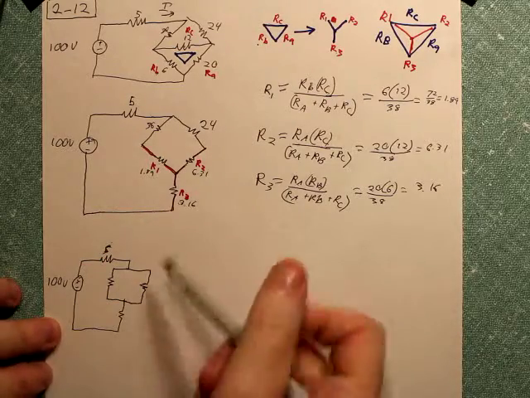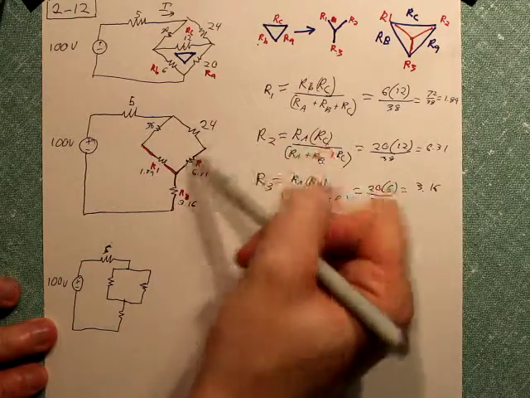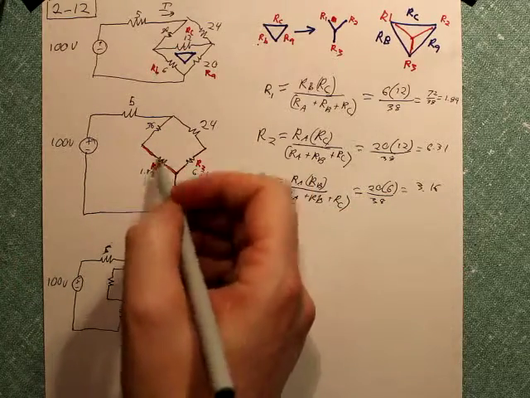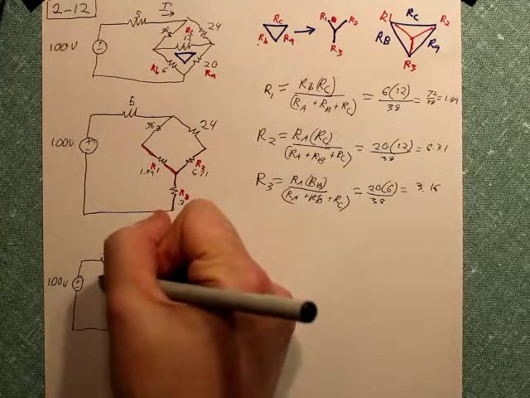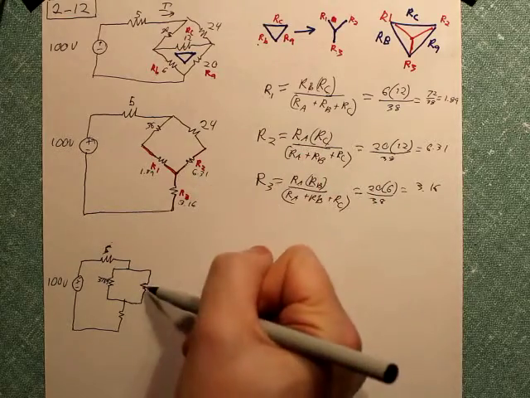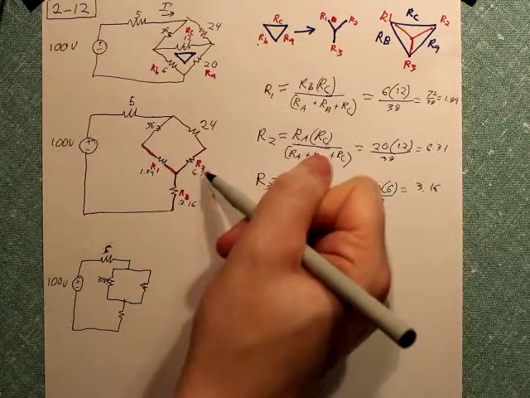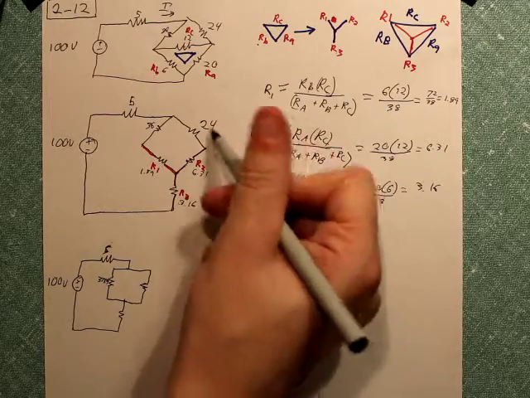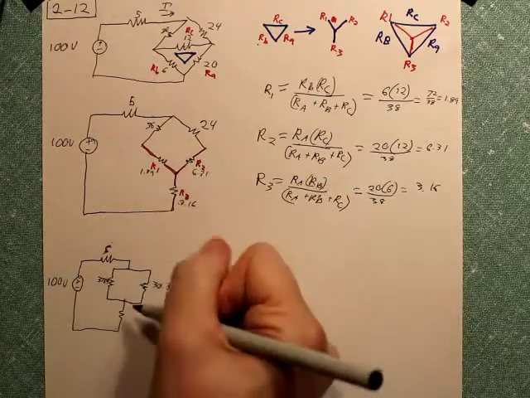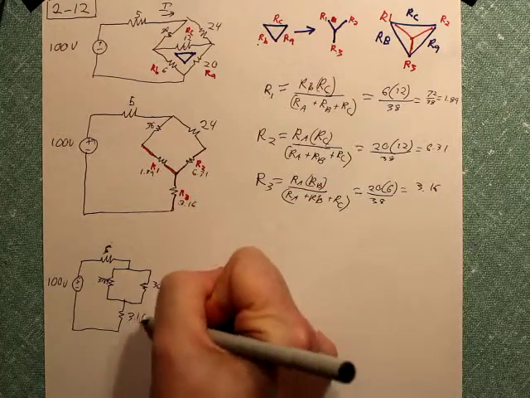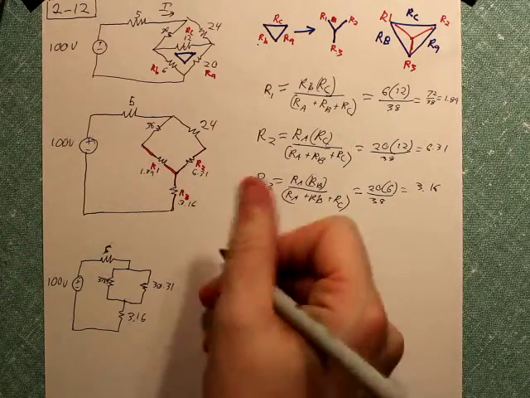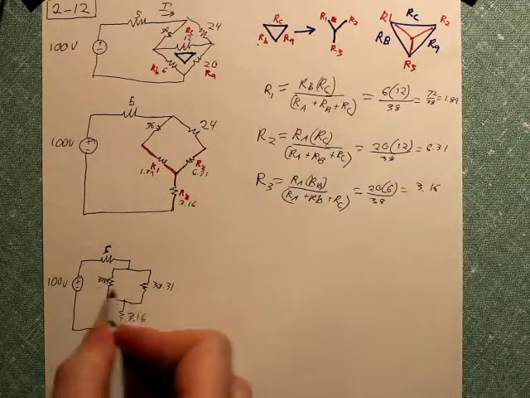So now I've made the circuit planar, and because these two are in series and these are in series, I have simplified them. So 36 plus 1.89 equals 37.89. And then over here, we've got 24 plus 6.31, so that's 30.31. And this one is still 3.16.